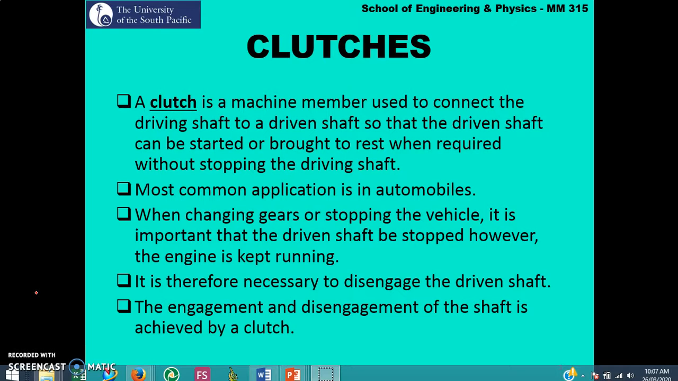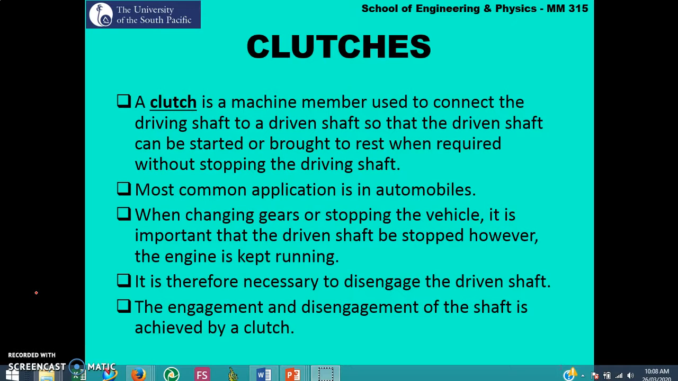A clutch is used in automobiles, so you will see that when changing gears or stopping the vehicle, it is important that the driven shaft be stopped. However, the engine is kept running. It is therefore necessary to disengage the driven shaft. The engagement and disengagement of the shaft is achieved by a clutch. So in a nutshell, a clutch allows you to engage and disengage the driven shaft from the driving shaft.